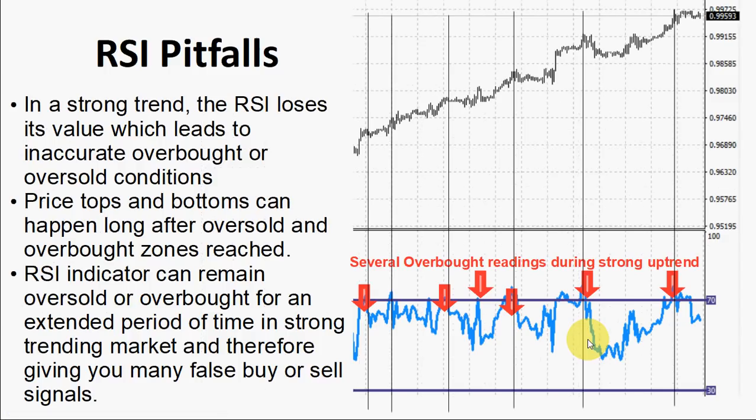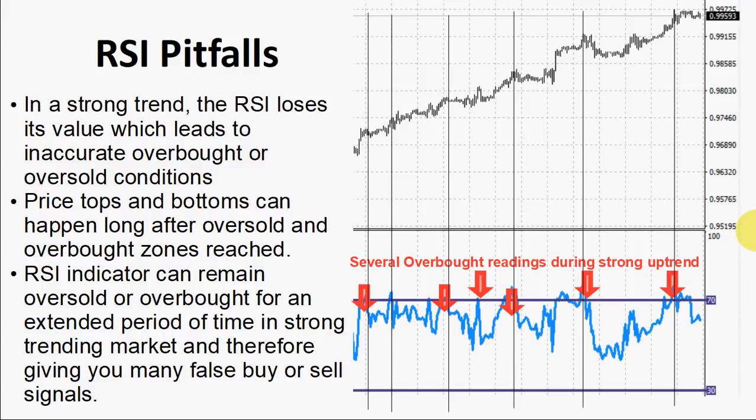So what are the pitfalls? What are the disadvantages of using RSI? So whenever the market exhibits a strong trend, the RSI loses its value, which leads to inaccurate overbought and oversold market indications. The RSI is an oscillator and therefore works best in an oscillating market.